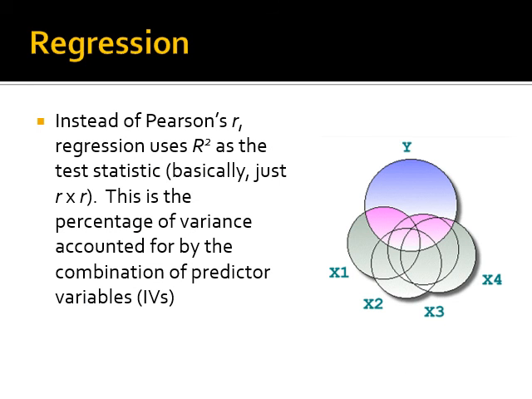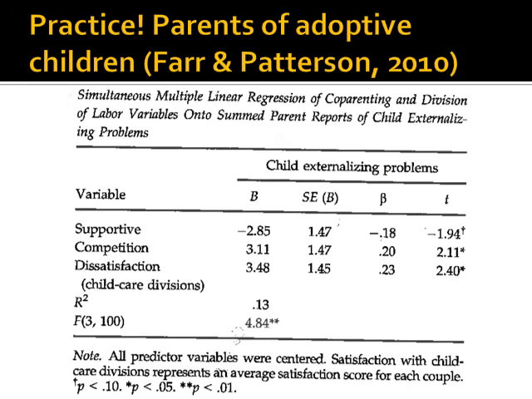Instead of Pearson's R, regression uses R squared as the test statistic, and basically this is just R times R. This is the percentage of variance accounted for by the combination of predictor variables.